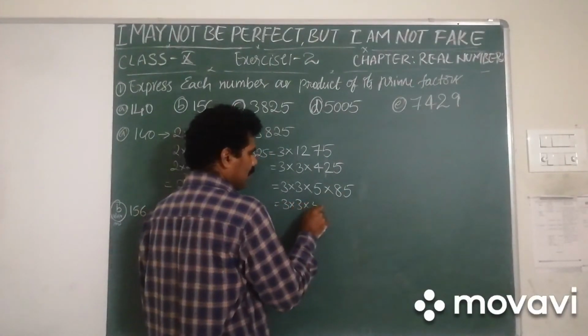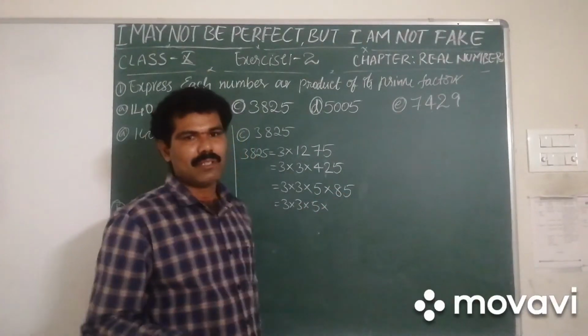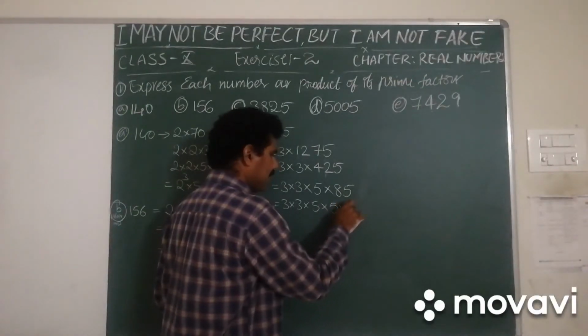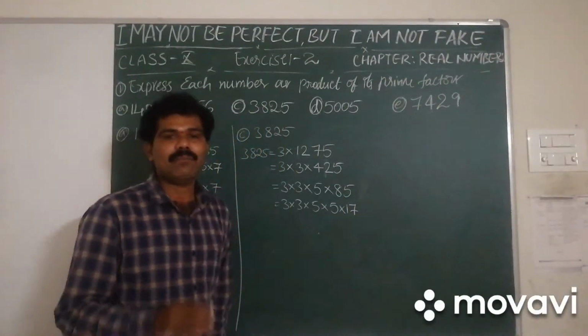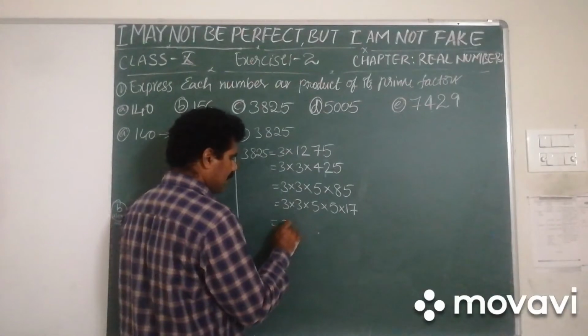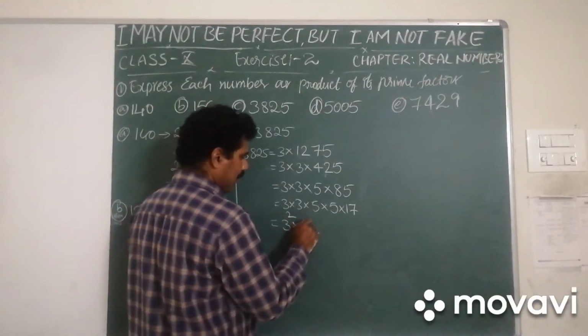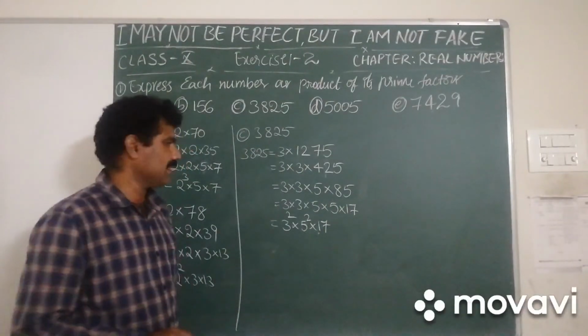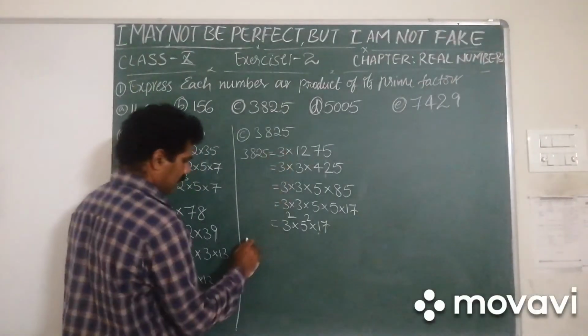See why? Because 85 is a composite number. It will be divisible by 5. How many times? 5 into 17 times. So this can be written as 3 square into 5 square into 17. Isn't it? Yes. Now fourth one, D.